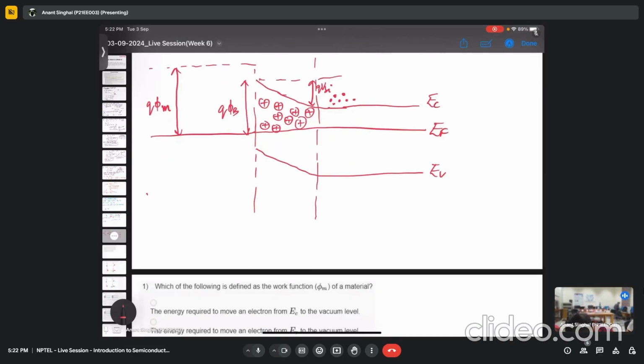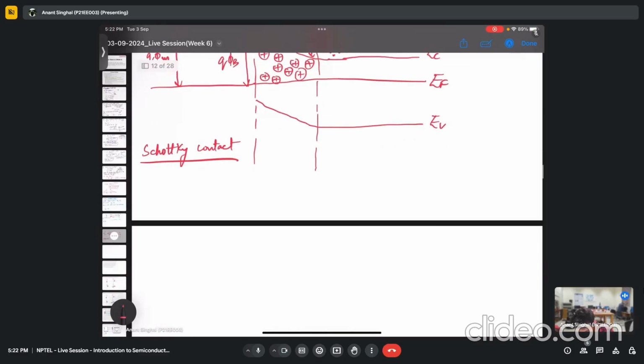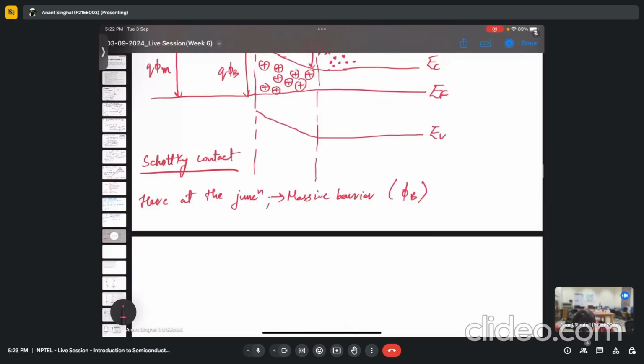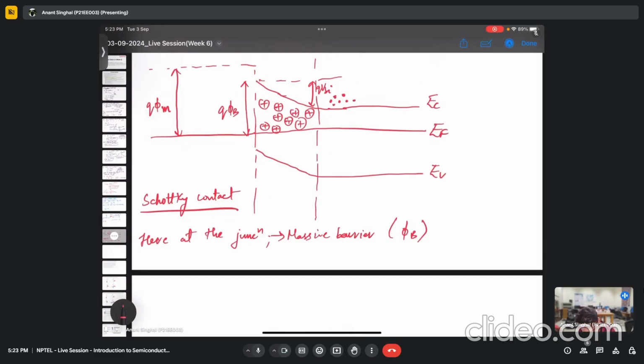So this is what we call the Schottky contact, because the electrons are feeling a barrier. So here at the junction there is a massive barrier, and the barrier height is denoted by phi b in the diagram. Here the electrons of the metal, which is this side, and this is the n-type semiconductor. The electrons of the metal will experience a massive barrier, that is this barrier, right?